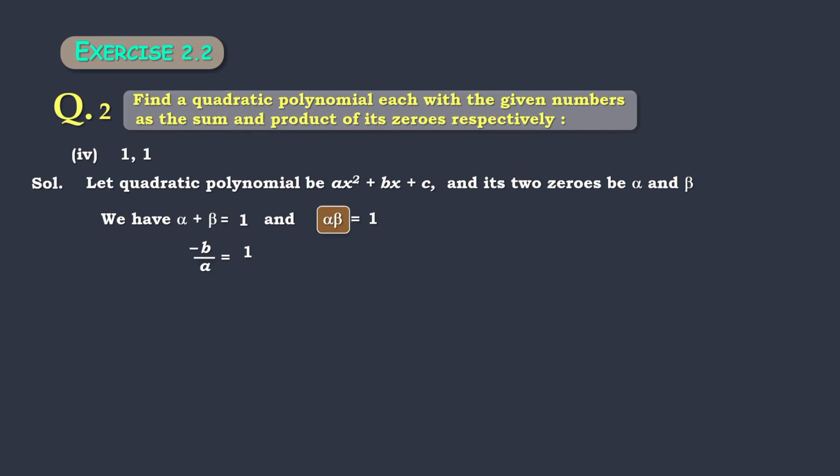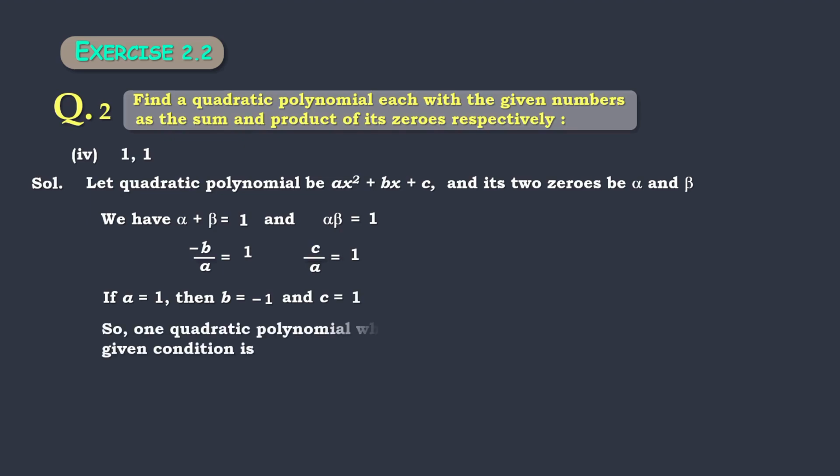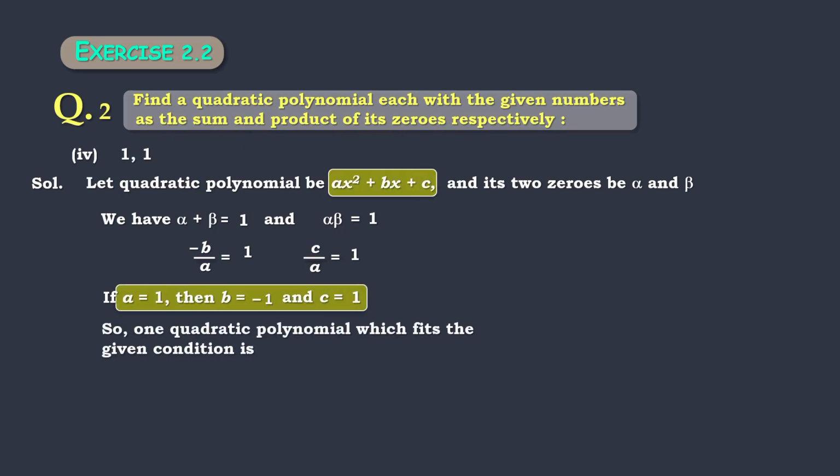According to the question, alpha plus beta is 1. And alpha multiplied by beta is 1. So minus b divided by a is equal to 1. And c divided by a is equal to 1. If we take a equal to 1 for simplicity, then b becomes minus 1 and c becomes 1. Therefore, the required quadratic polynomial is x square minus x plus 1. This is one quadratic polynomial that satisfies the given conditions.